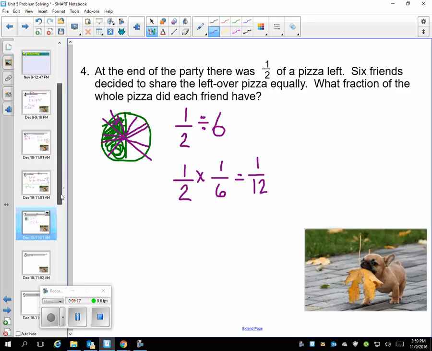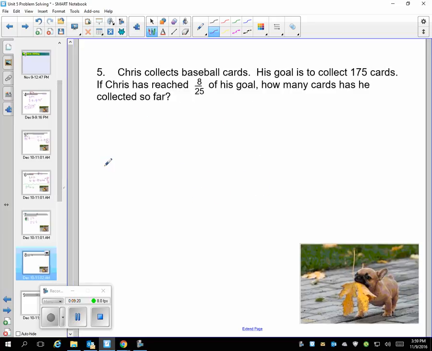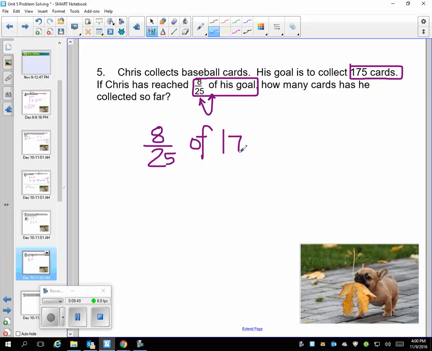Okay, I'll do one more if you're hanging out with me still. Chris collects baseball cards. His goal is to collect 175 cards. If Chris has reached 8/25 of his goal, how many cards has he collected so far? So we have 175 cards, and he has reached 8/25 of his goal. Ooh, I see a fraction with the word of following right after it. That tells me I am multiplying. 8/25 of 175.